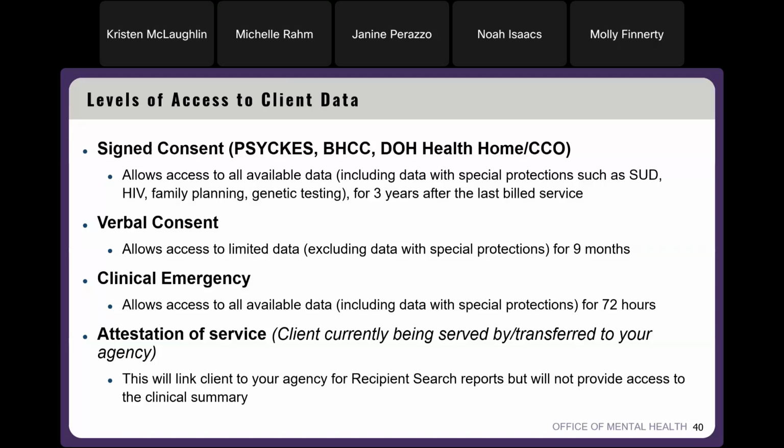It's only going to allow access to data for 9 months, and it excludes data with special protection. So you wouldn't be getting the full picture, and it would only last for 9 months.